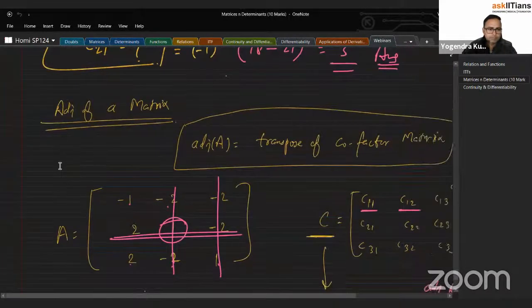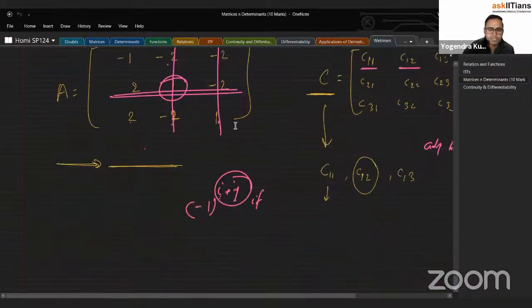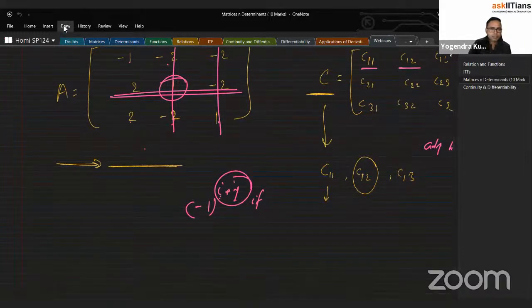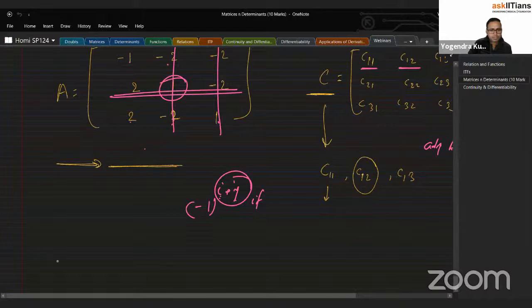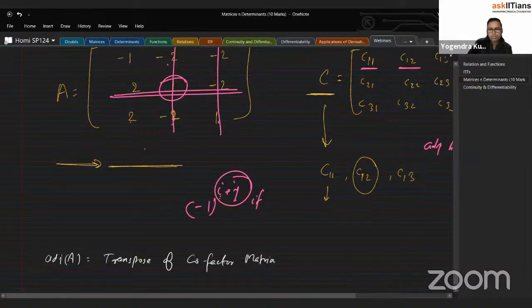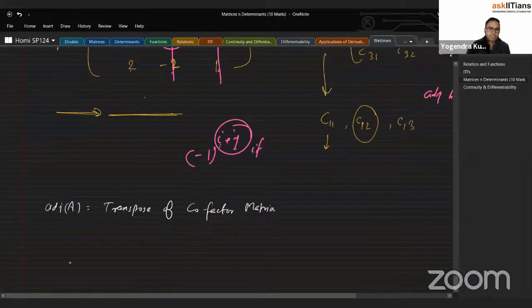Okay, adjoint of a matrix we did. What is the adjoint of a matrix? Adjoint of a matrix is the transpose of the cofactor matrix. And we learned how to find the cofactor matrix, right?